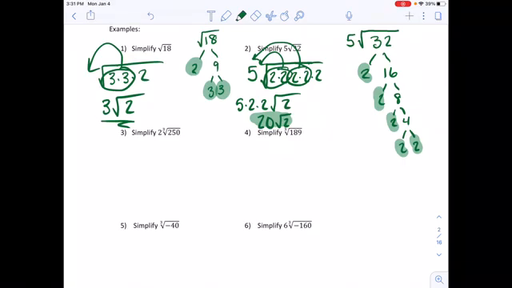Okay, so this next one, I am trying to find a cubed root. This is a little different than we've done before. Instead of trying to find pairs of 2, though, you're simply trying to find groups of 3. So I need to find groups of 3 for 250.